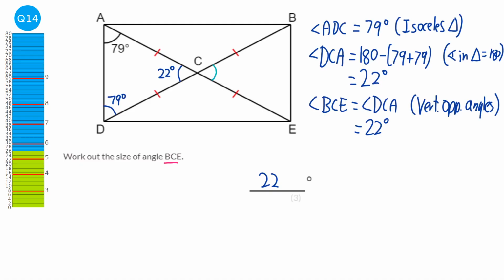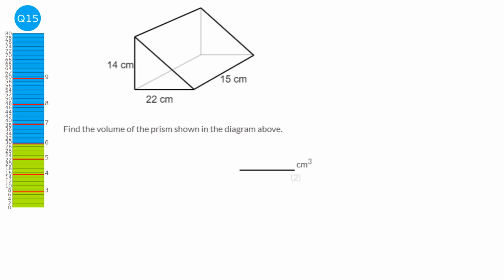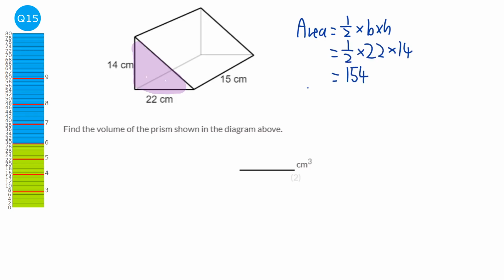To work out the area of this prism, we need to first of all work out the area of the cross section, which is this part here, so this triangle here. So to do that, I'm going to do half times base times height. So it's going to be half times the base, which is 22, times the height, which is 14. That gives us 154. So the volume is the area of the cross section times the length.